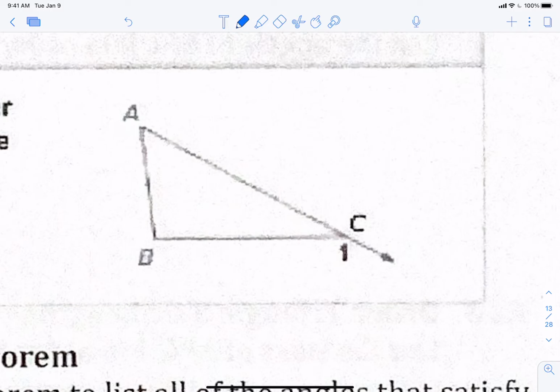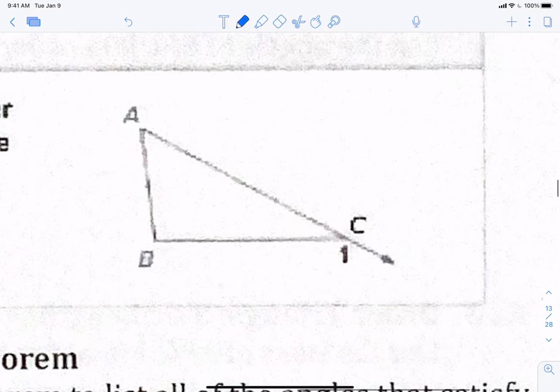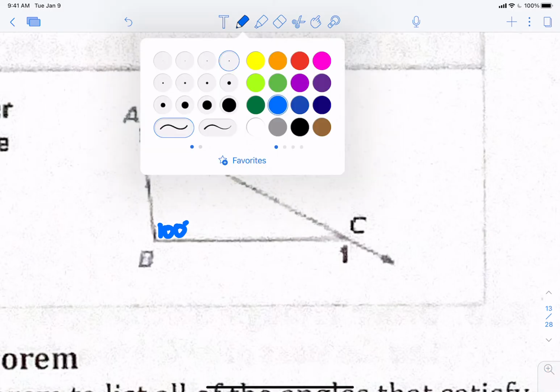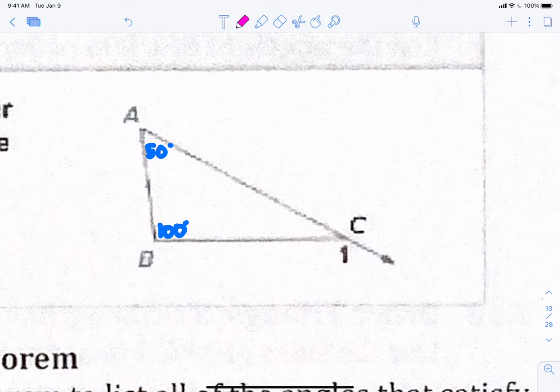We had a theorem at one point in time that said, I'm going to make up these numbers. Let's say angle B looks a little bit more than a 90-degree angle, right? So let's call it 100 degrees. Angle A, let's call it 50 degrees. It's a little bit more than 45. A 45-degree angle is like halfway, right? 50 degrees.